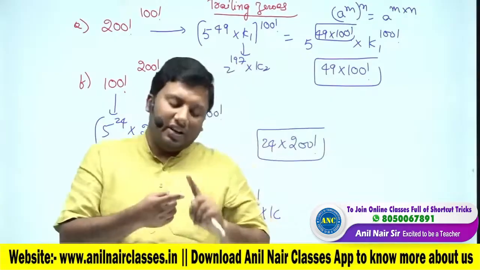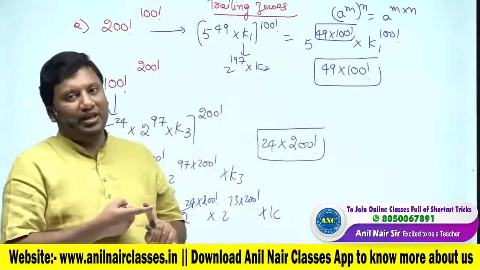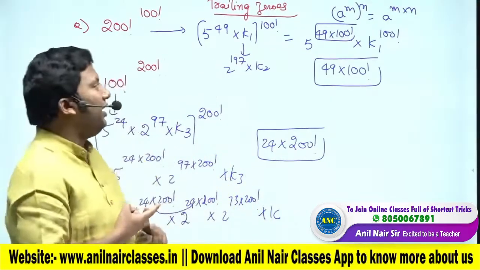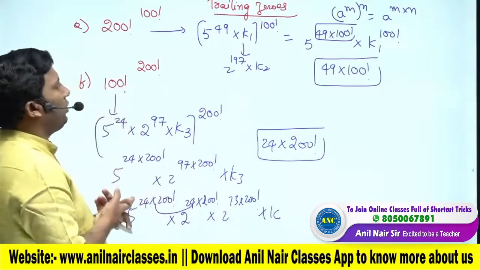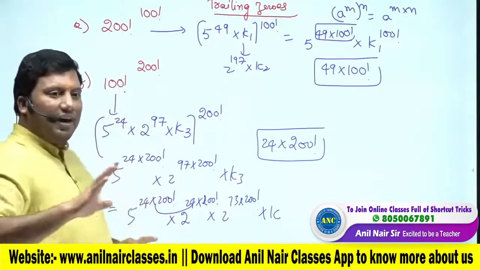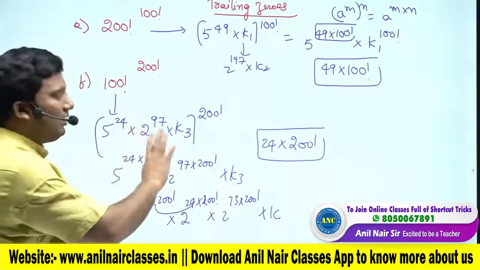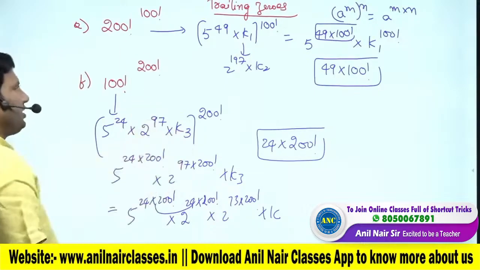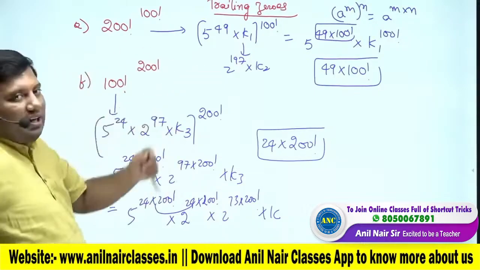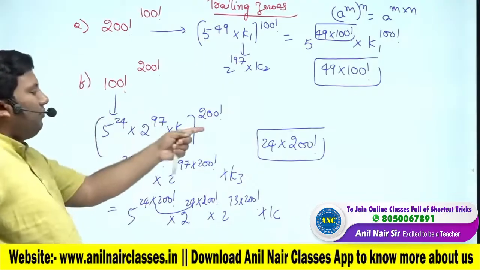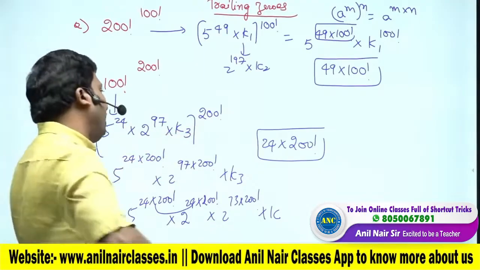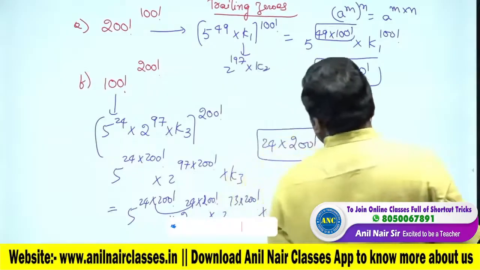Factorial addition we did. Factorial subtraction we did. Factorial division we did. Factorial power factorial also we did it. Every variety of question should be there. I hope the idea is clear. This answer is 49 into 100 factorial. This answer is 24 into 200 factorial.